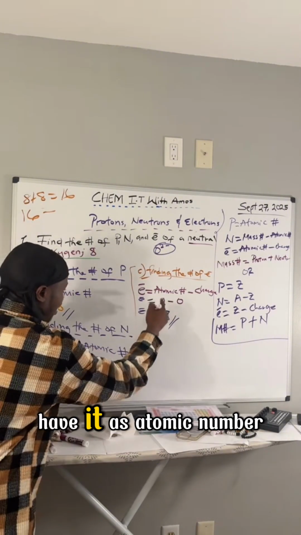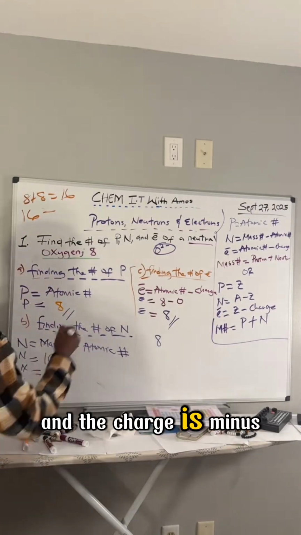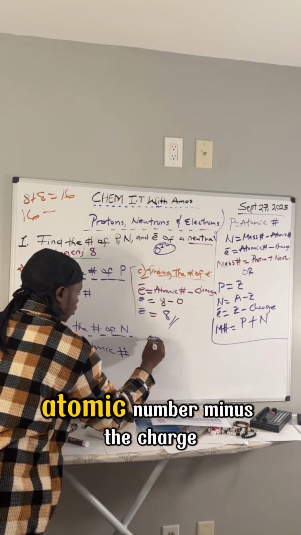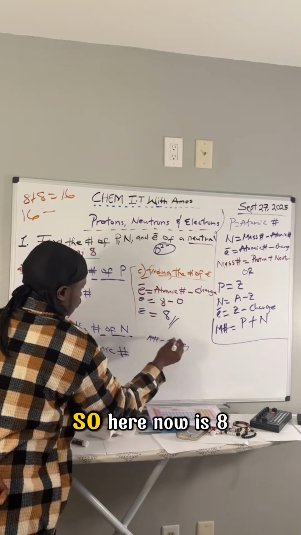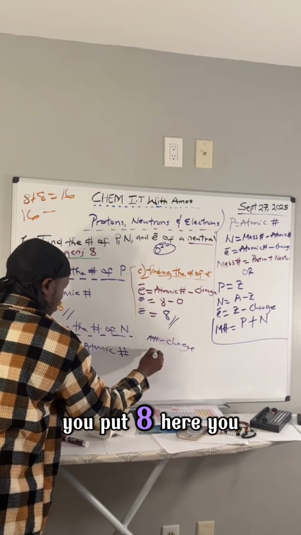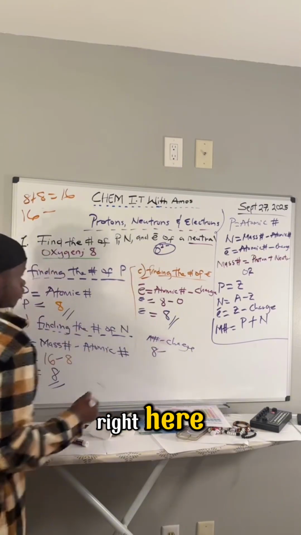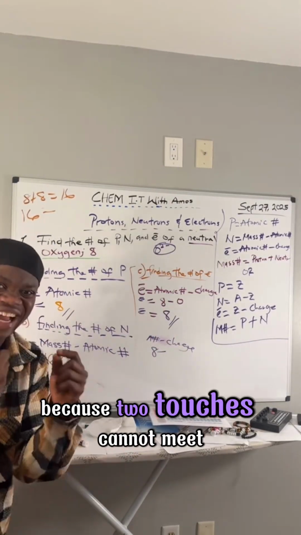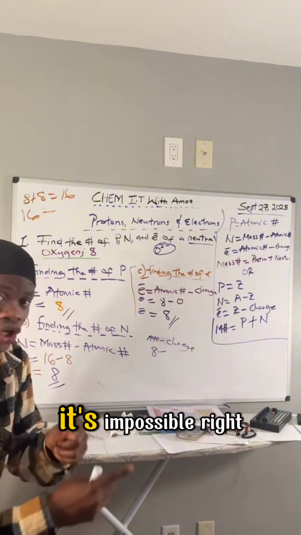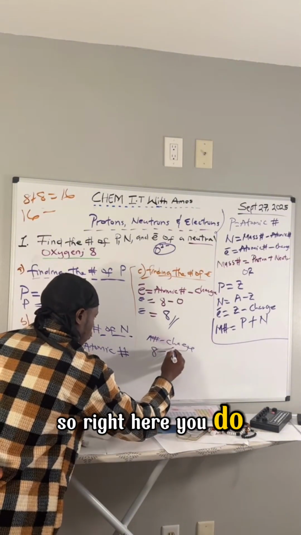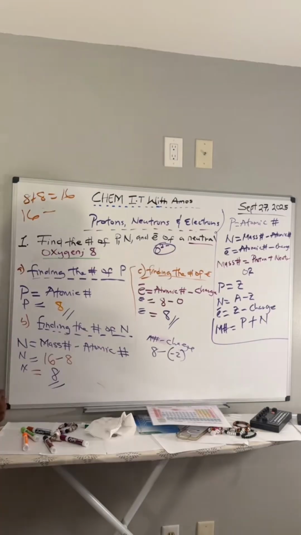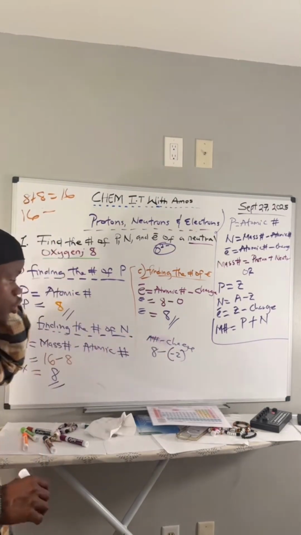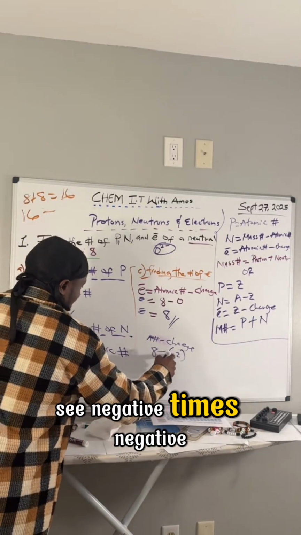So let's assume that we have 8 as atomic number and the charge is minus 2. So we say atomic number minus the charge. So here now is 8. You put 8 here. You make this minus sign right here. But here now is minus 2. So you put it up by 1, because two charges cannot meet together. It's impossible, right? So right here you do this and you put minus 2. It closes. This is the charge. That is the formula. This minus is part of the formula. So here now we can say negative times negative.